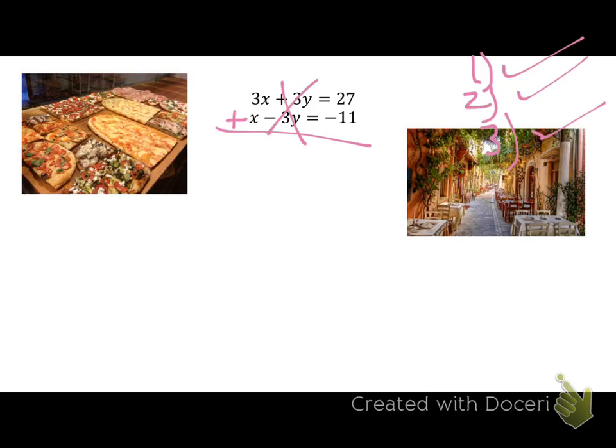Our Y's will cancel this time. 3x plus x is 4x. 27 plus negative 11 is 16. Divide by 4. X equals 4.